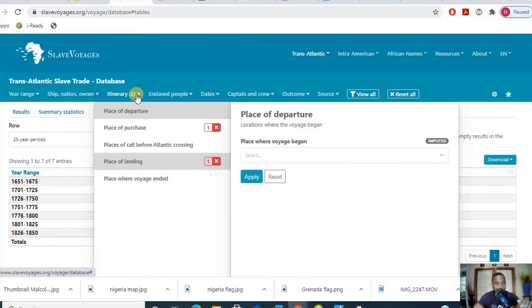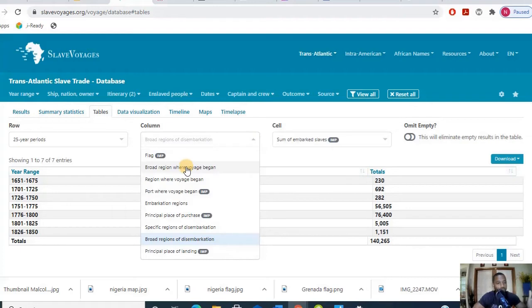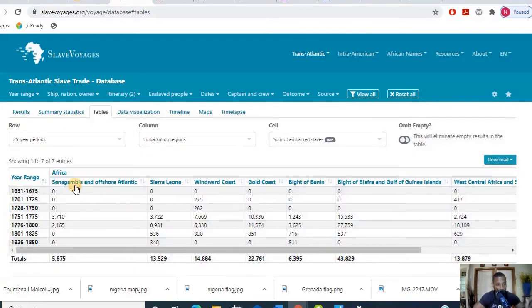So we got this, right? Tables. Now, instead of doing broad regions of disembarkation, meaning where the captives had landed, I'm going to go to embarkation regions right here. And that will give me the eight zones. So here it is, just as I explained. You got the Senegambia, the Sierra Leone, the Windward Coast, the Gold Coast, the Bight of Benin, the Bight of Biafra, and West Central Africa.